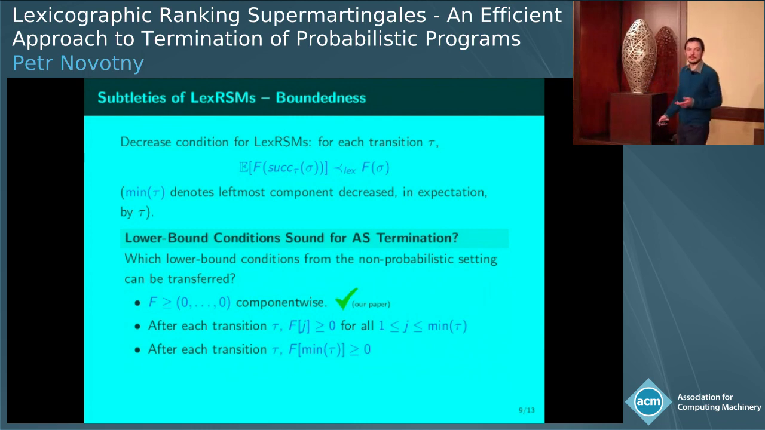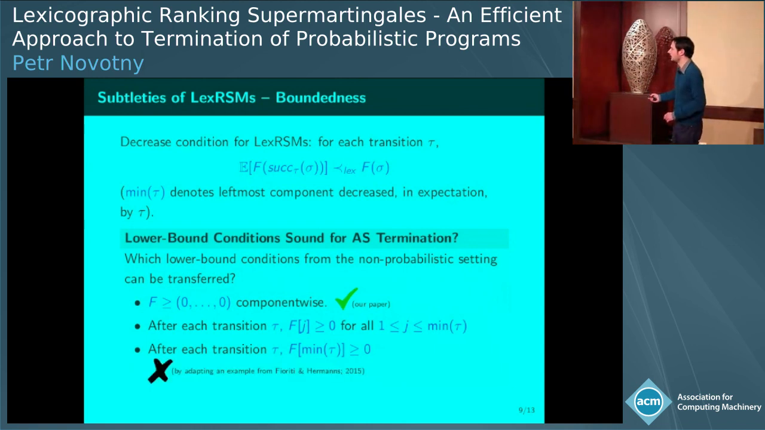And for instance, on the, let's say, more liberal side of the spectrum, what is sufficient is that for each transition of the program, we look at what is the leftmost component of the vector function which is decreased by this transition. And in this concrete step, this leftmost component must be bounded from below. And this is perfectly correct for proving classical termination.